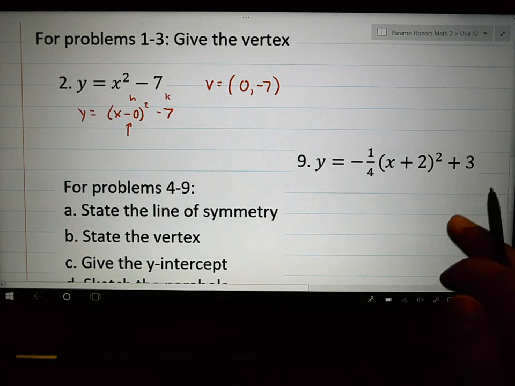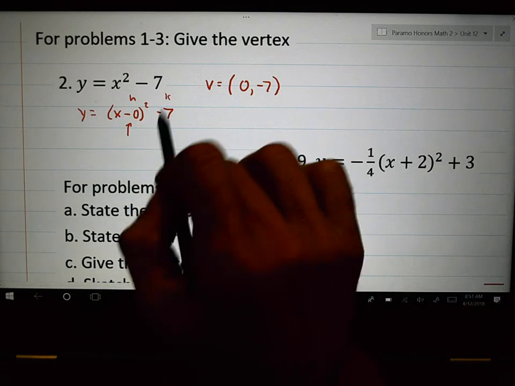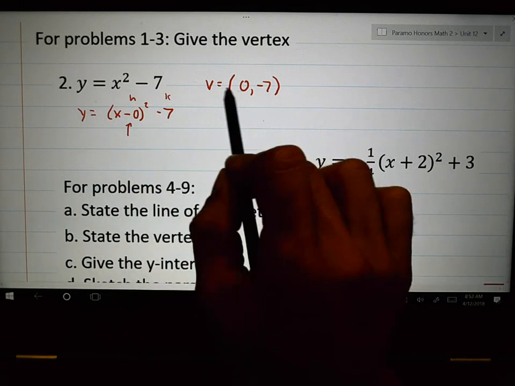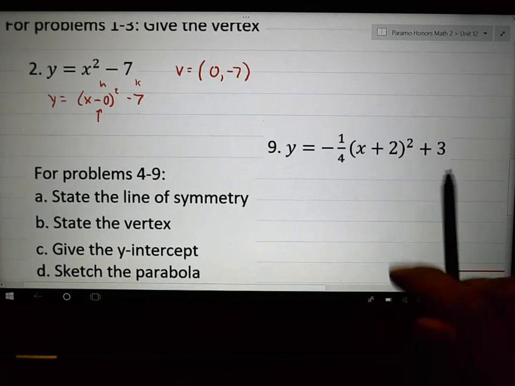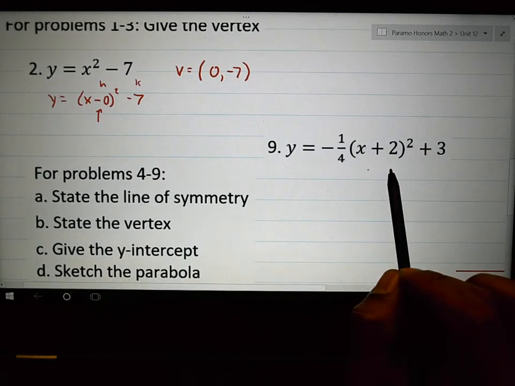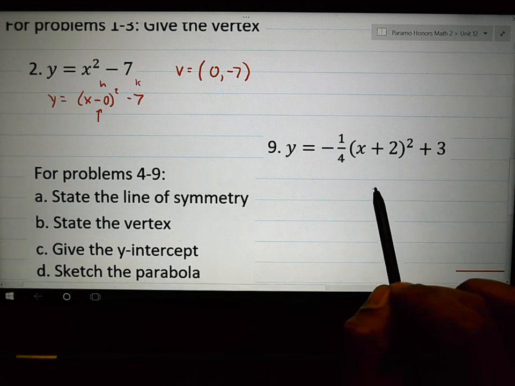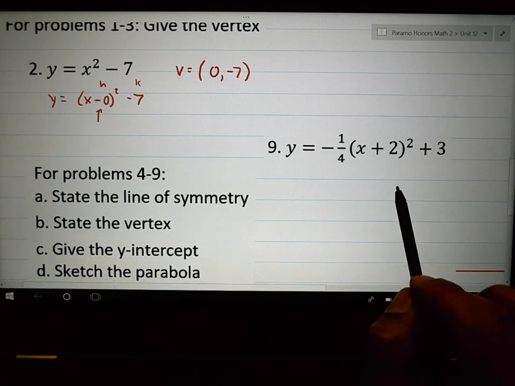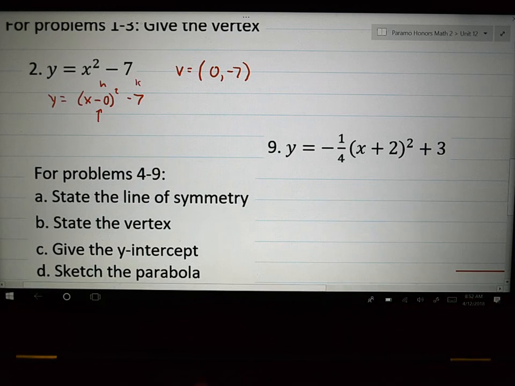So let's check for understanding. Since only 30-something% of you got this one right, let's check for this problem, which is number 9. With your partner, discuss with your partner what the vertex of number 9 is. Let's make sure you understand. Discuss, please.